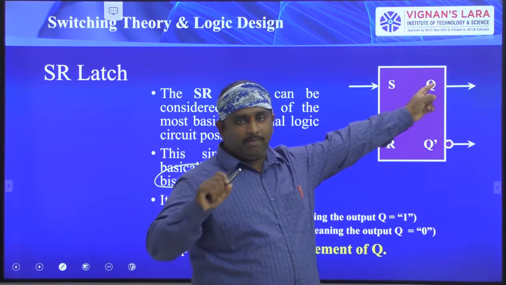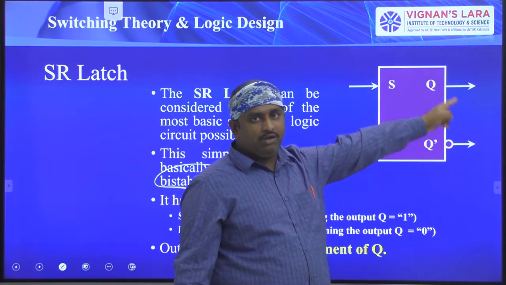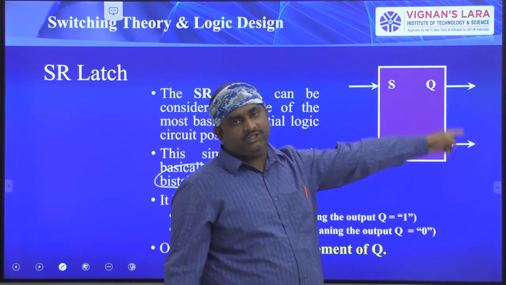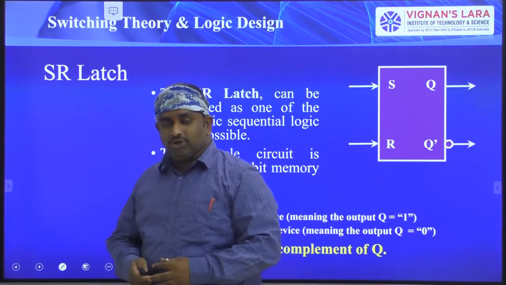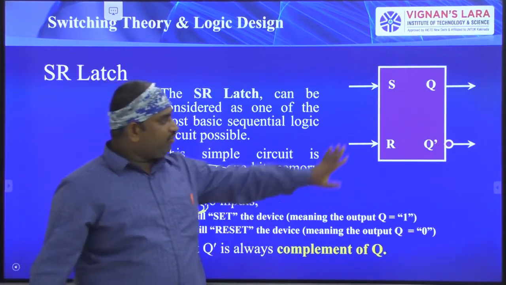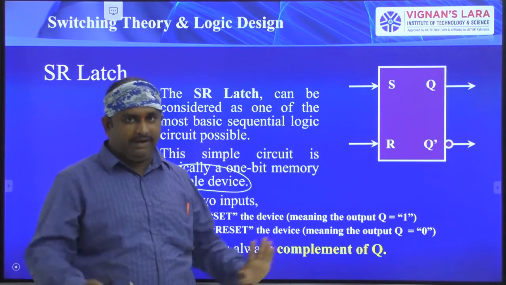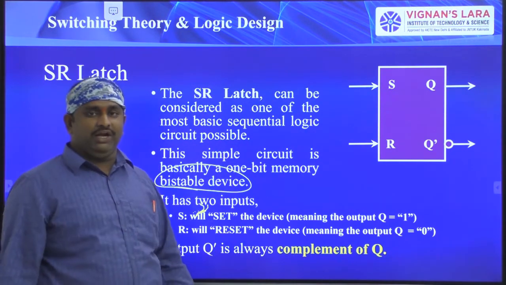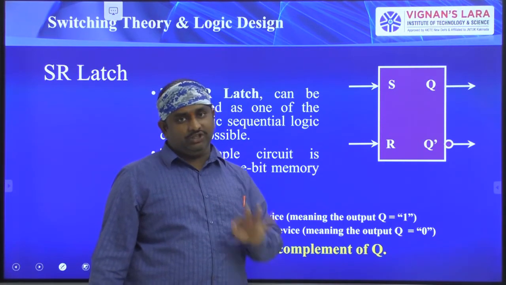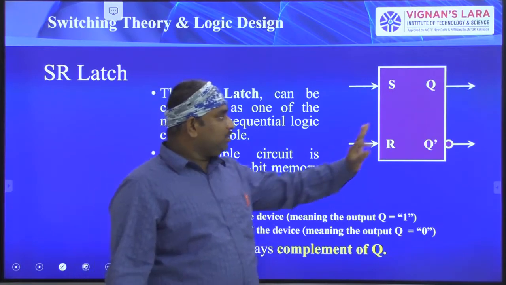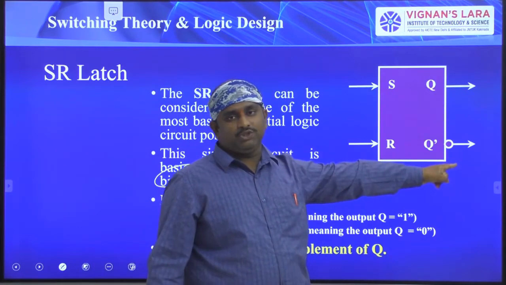Remember one thing: if you have 0 here, the output here is 1. If it is 1, the output here is 0. So always these 2 outputs are reverse. That is a very, very important condition. So that condition you have to maintain. If the condition is not maintained properly, then that is the forbidden state. That is invalid state. Forbidden state, undetermined state, or invalid state, these 3 are the same. So if it is 0, this must be 1. If it is 1, this must be 0.